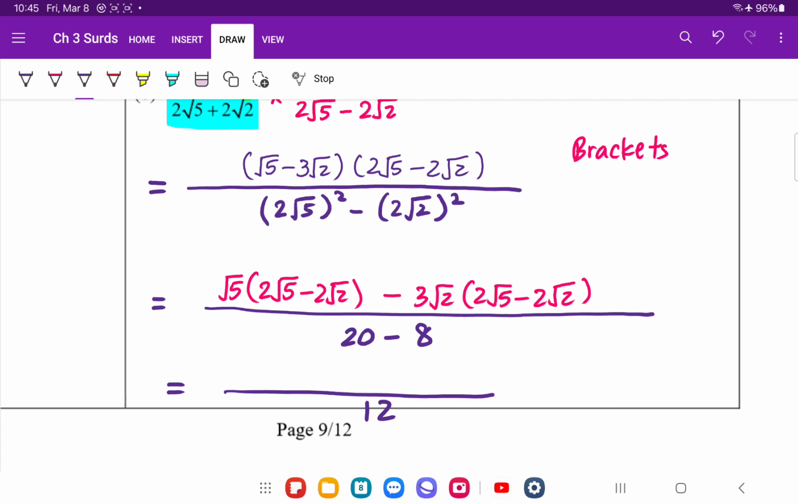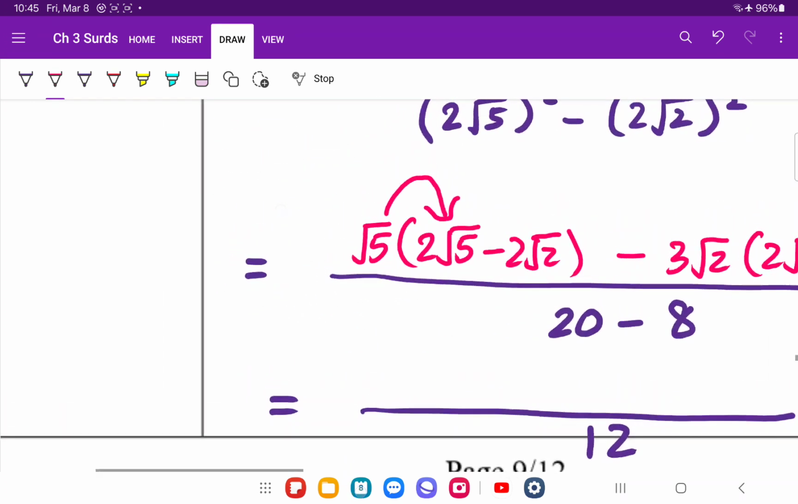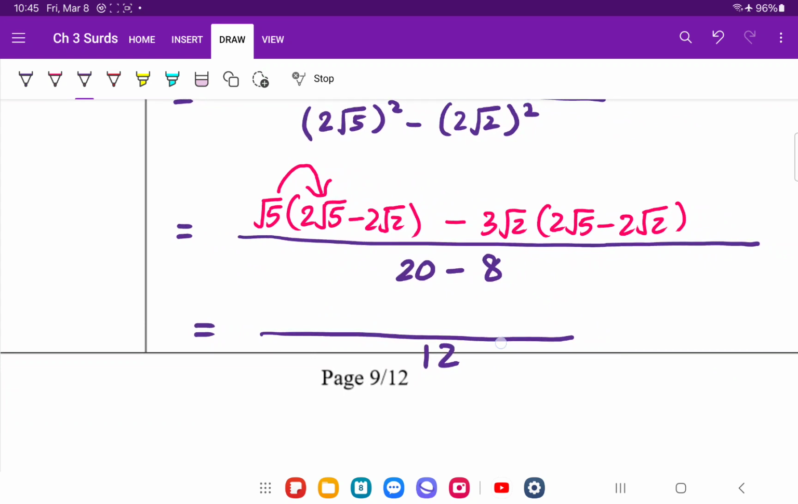Jaka, give me the first numerator. What is square root 5 times 2 times square root 5? How do you know it's 10? Yes, because square root times square root gives a 5, right? And then times 2, the answer is 10. Those who don't know how to do it, pick up the calculator and press. So root 5 times root 5 is 5, and 5 times 2 gives me 10. That's the first one.